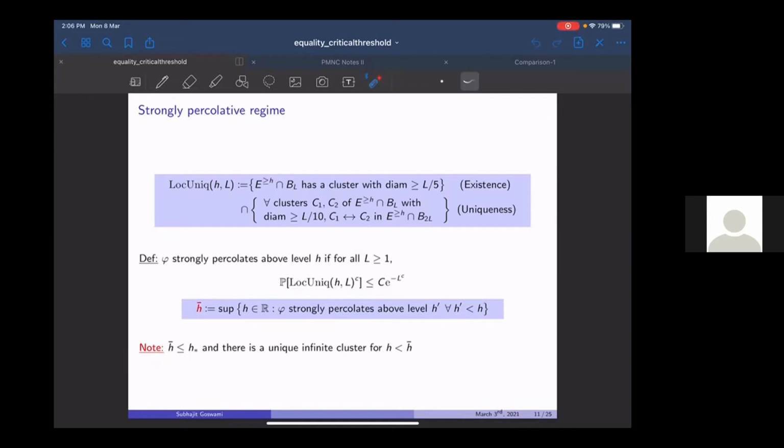This is an exercise just to check, that this also gives you that below h bar, you not only have an infinite cluster, but also a unique infinite cluster. So if you are able to resolve this inequality, if you can show that this is basically an equality, then you'll prove uniqueness as well for all of the critical values.